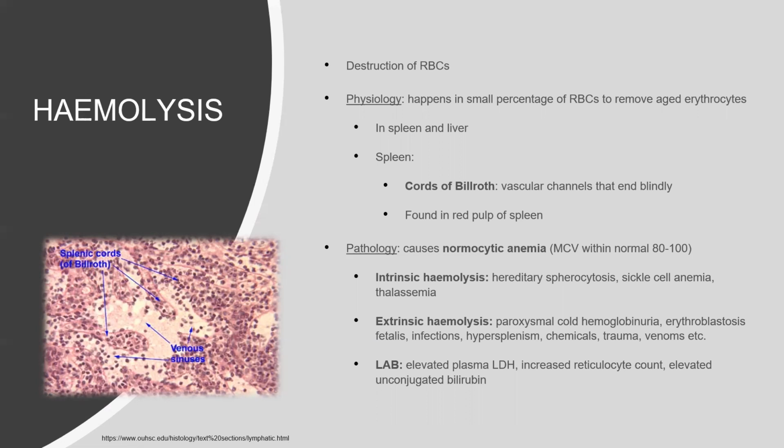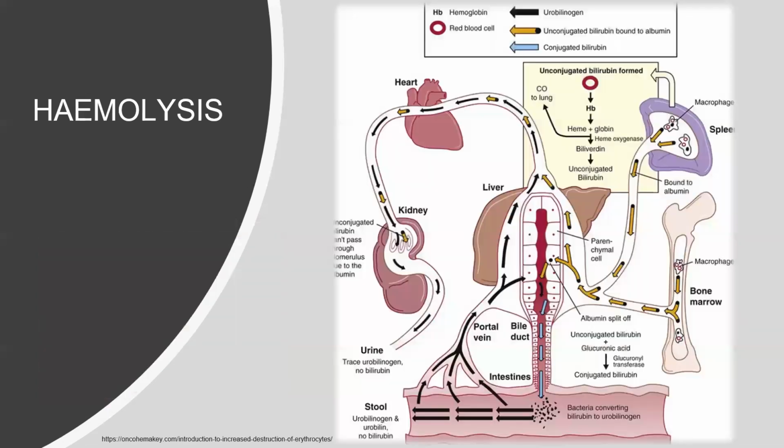We can say that hemolysis can be extravascular and intravascular. Extravascular hemolysis is seen in spleen and liver, as I've told you, and intravascular hemolysis is not a good state. It is not physiologically normal, and it shouldn't be seen. As I've told you, the majority of RBC degradation occurs extravascularly.